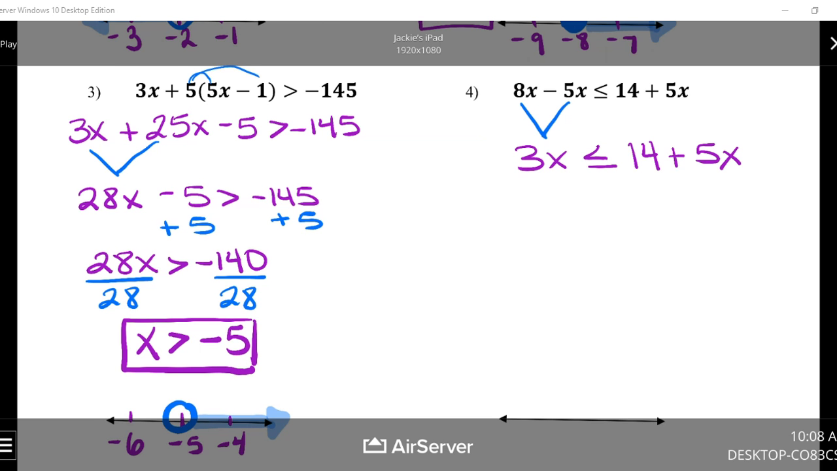I personally try to always have my variables on the left side so it makes it easier to graph in the end. With this inequality, we really have no choice but to have the variables on the left because right now it's only a variable term on the left. So it makes sense to keep it on the left. So it's a positive 5x on the right. So we're going to subtract it from both sides to move it over.